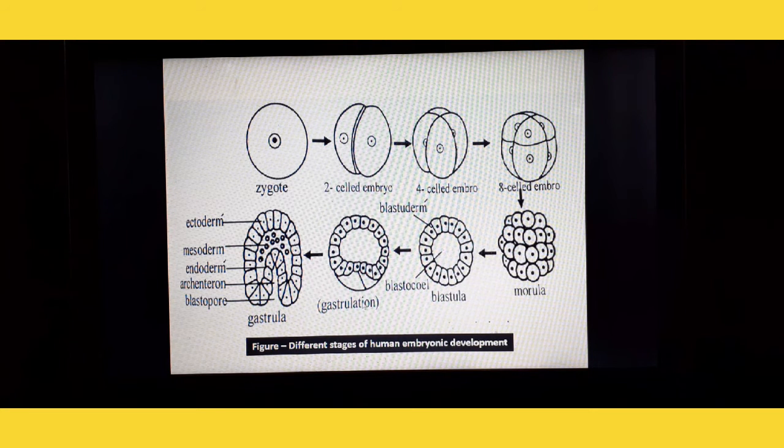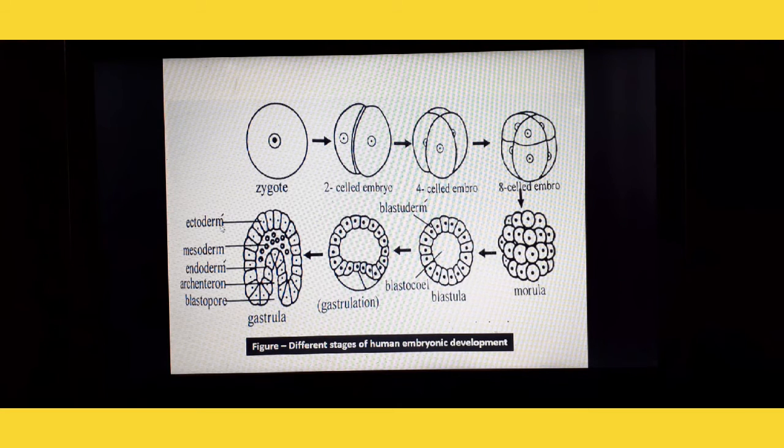Next, gastrulation. Gastrulation is a phase early in the embryonic development of most animals, during which the single layered blastula is reorganized into a trilaminar structure known as gastrula. During gastrulation, cells migrate to the interior of the blastula, consequently forming three germ layers.